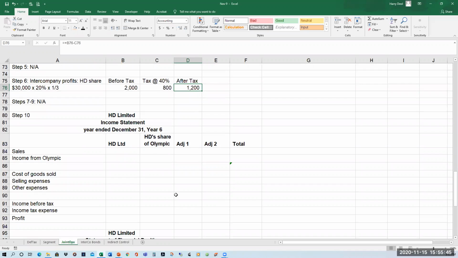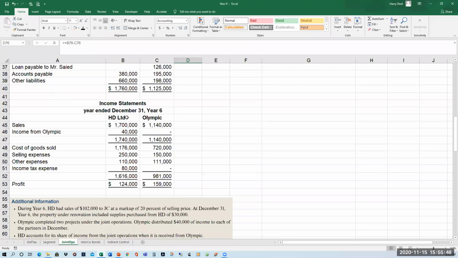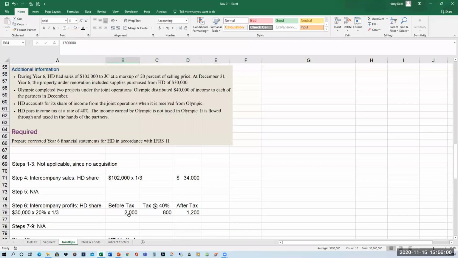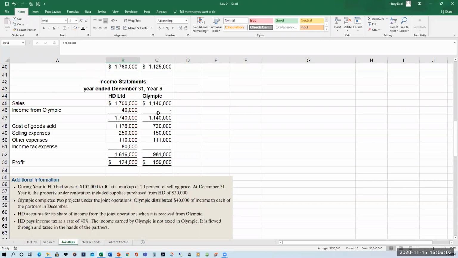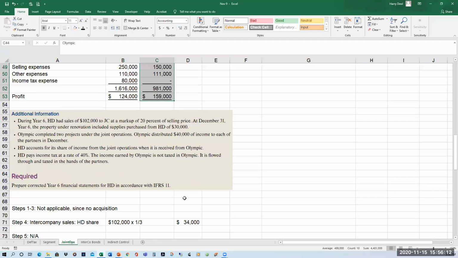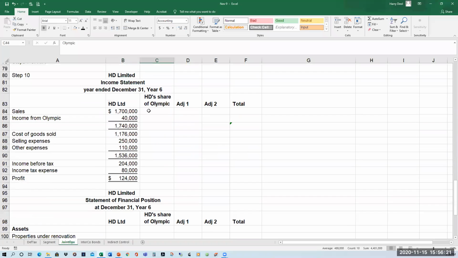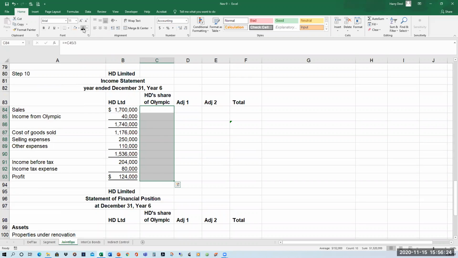So as far as HD is concerned, we have the income statement information for HD that we can copy from the problem. So HD has its own standalone profit of $124,000. Next, HD is going to pick up its share, i.e. 1/3 of the amounts pertaining to Olympic. So HD's share of Olympic will be whatever numbers are given for Olympic here, we'll pick up 1/3 of that. But these are subject to adjustment.